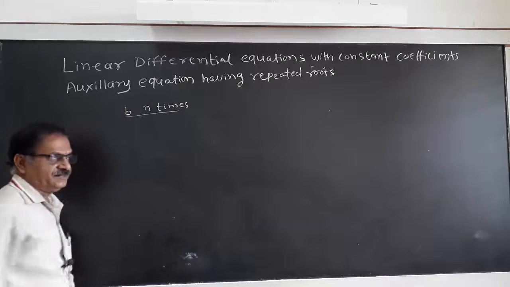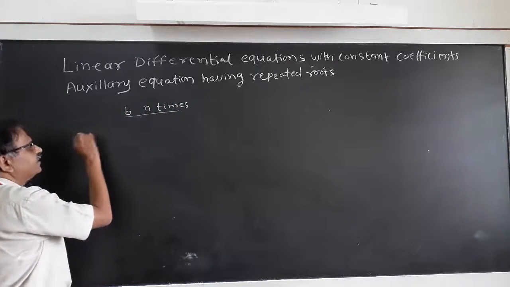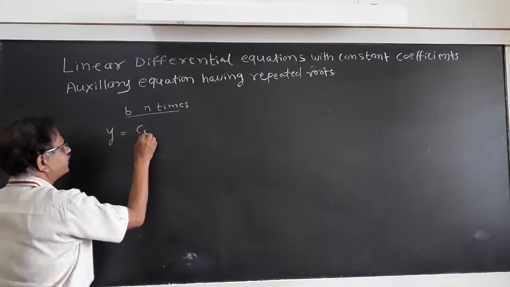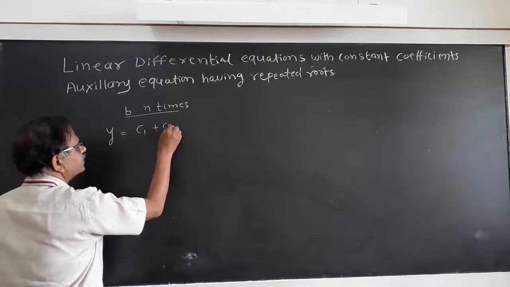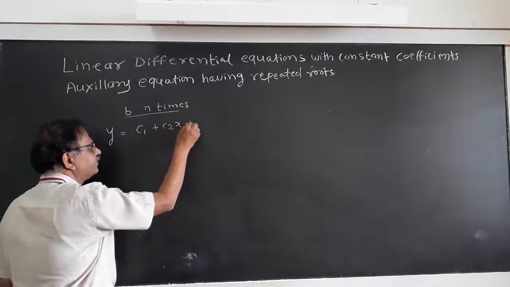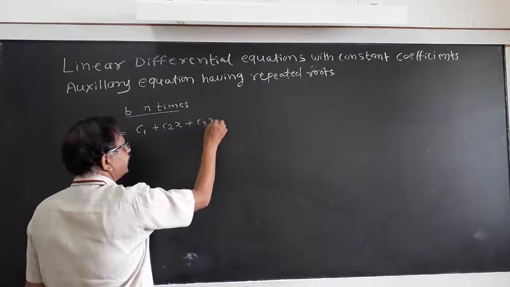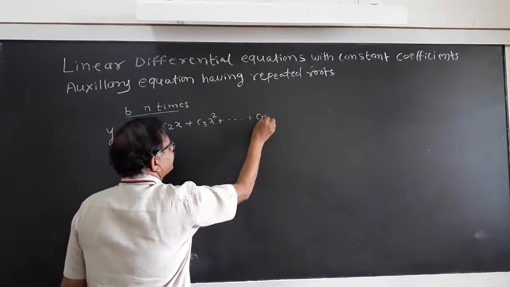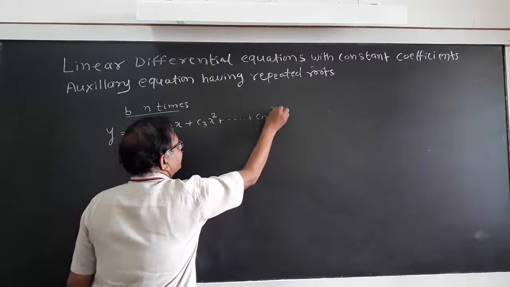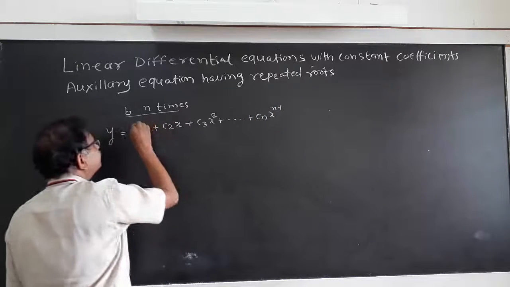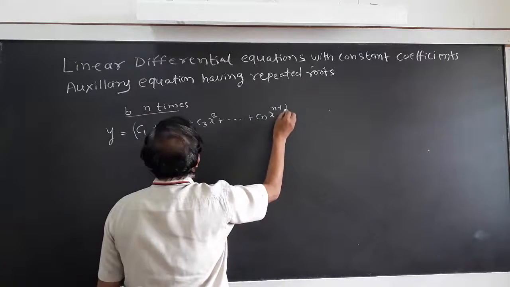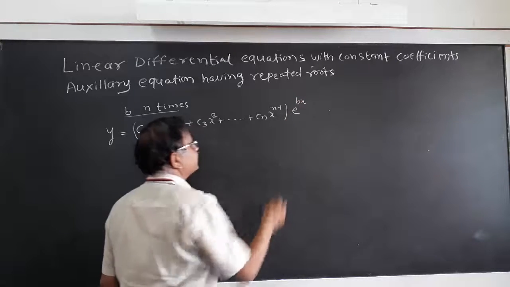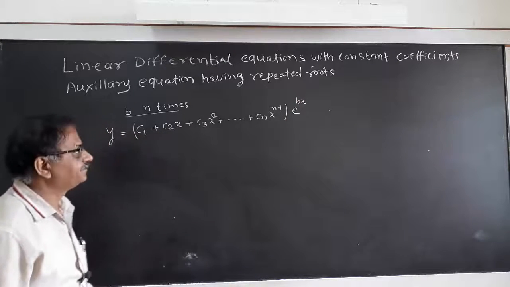Then the general solution can be written as y equal to c1 plus c2x plus c3x square plus so on, cn x raised to n minus 1, into e raised to bx. In this way we can write the solution.